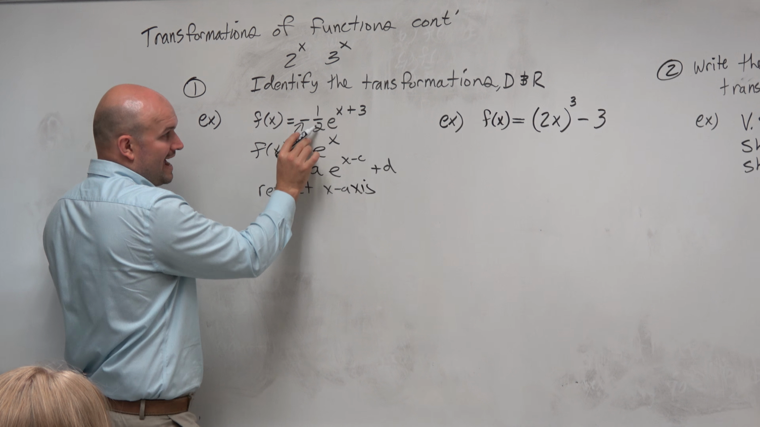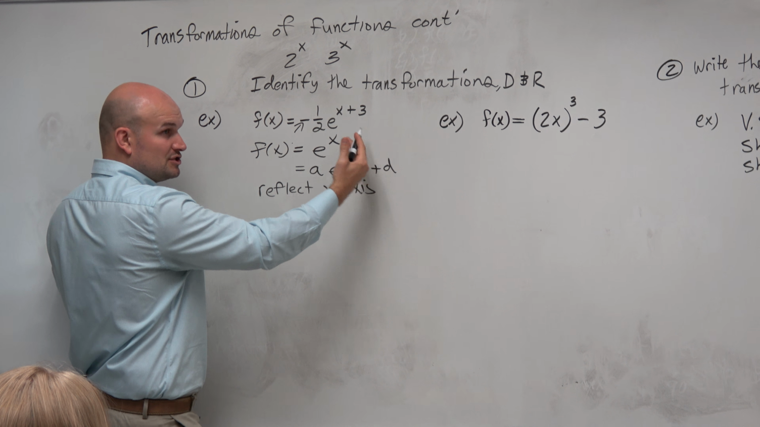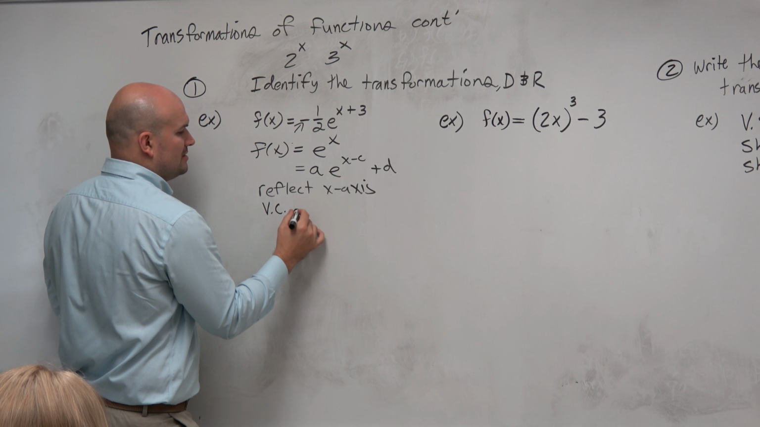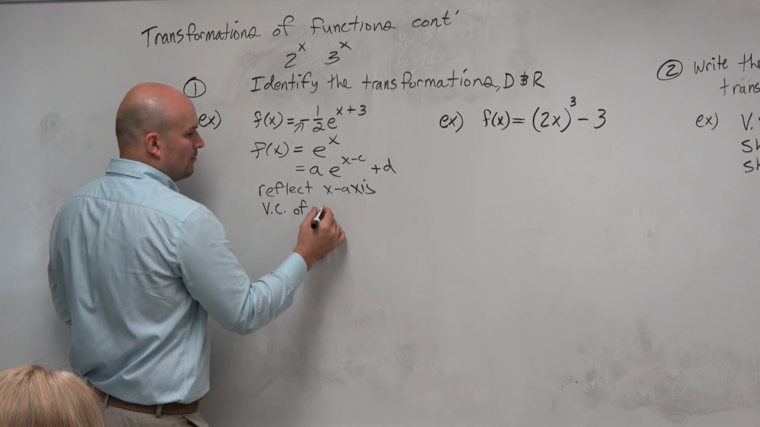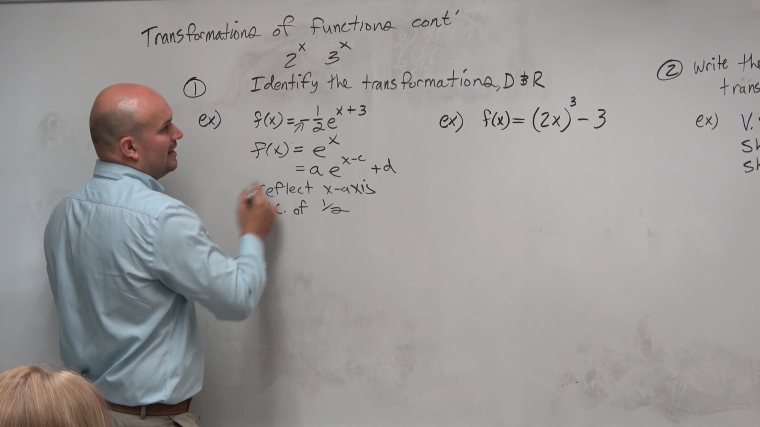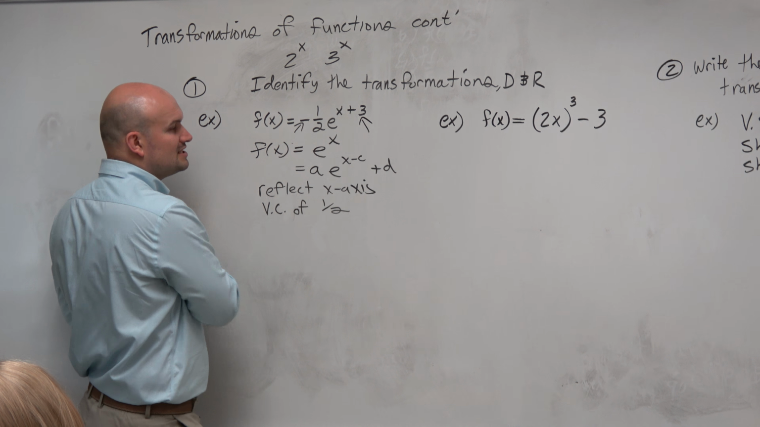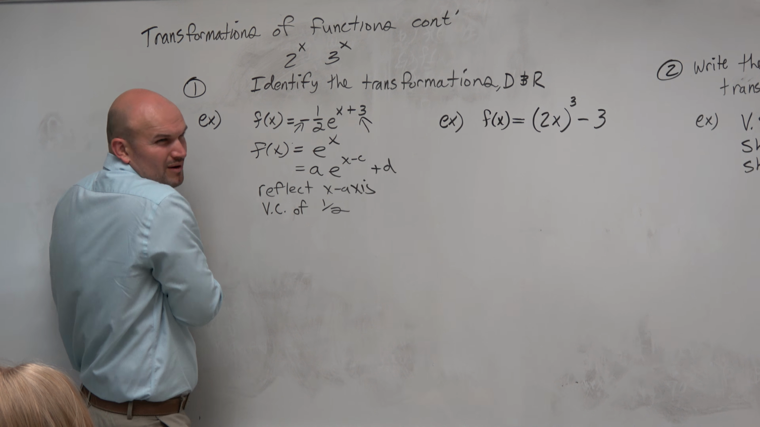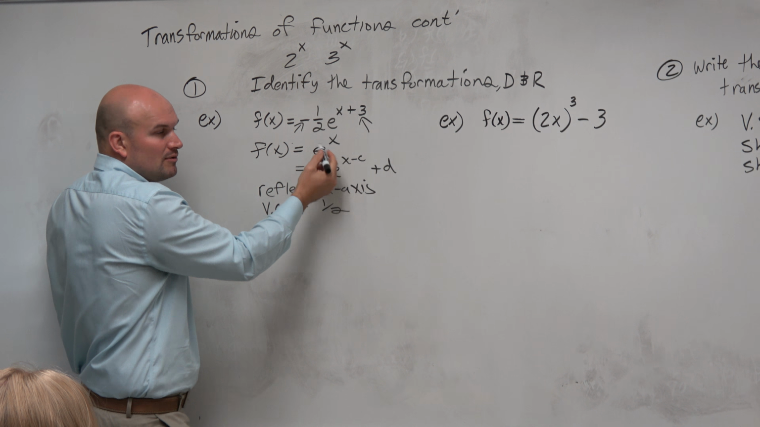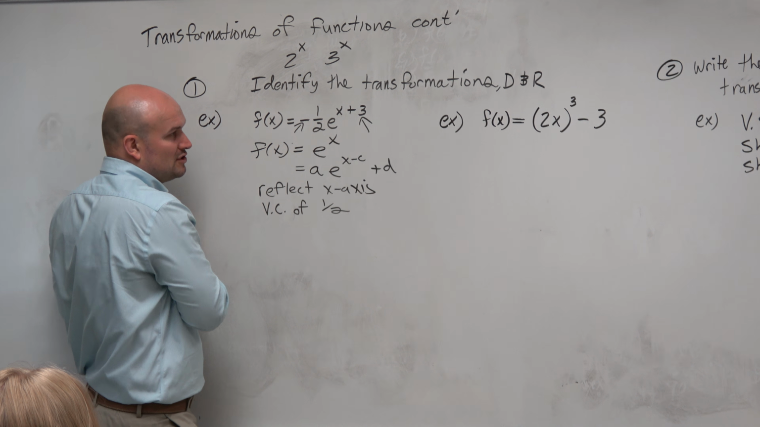We have a 1/2 being multiplied to the function, so it's outside of the function. So that is going to be a vertical compression of 1/2. Okay? And then you can see we have this plus 3, and that's inside the function. Why is it inside the function? Because it's inside the power, right? The function x is the power, so anything up there is inside the function.